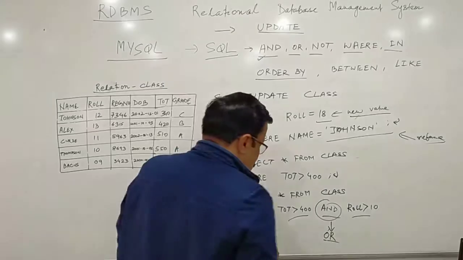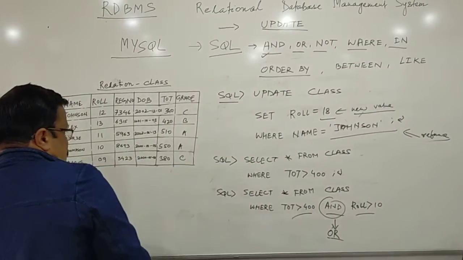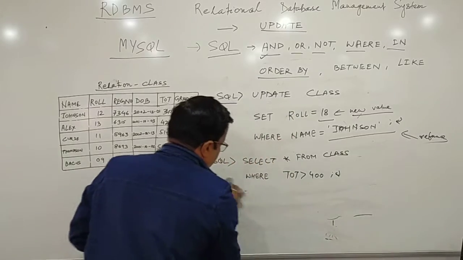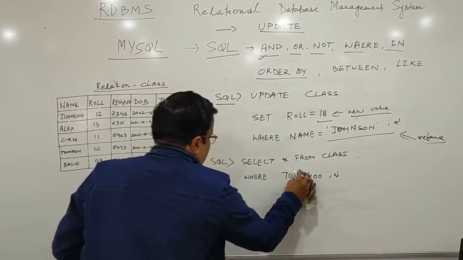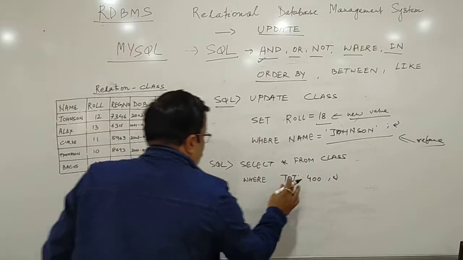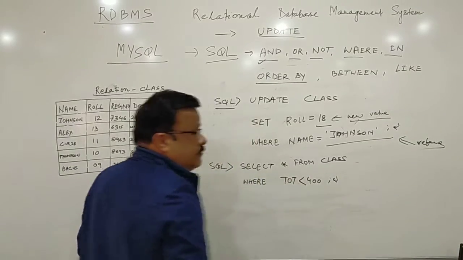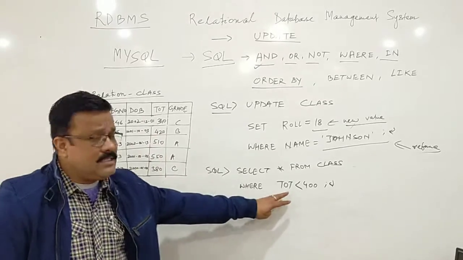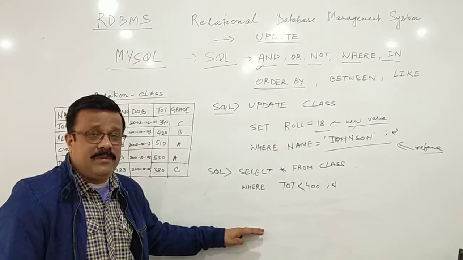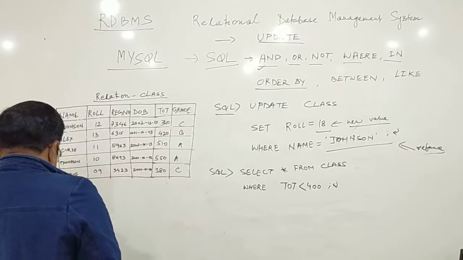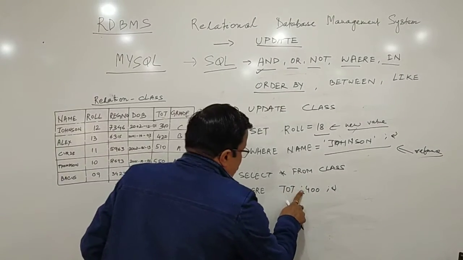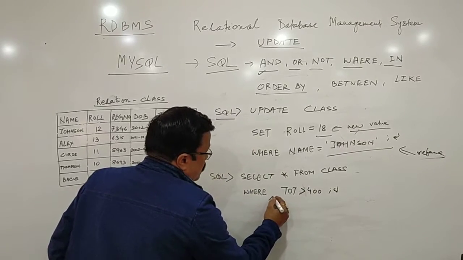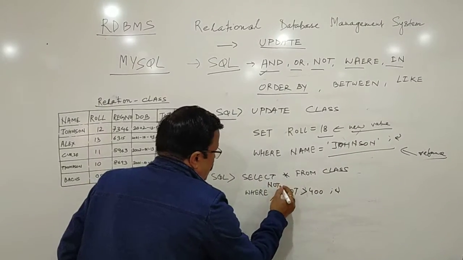Next is NOT. NOT is just the reverse. If I write here where total is less than 400, this way we can check the student whose total is less than 400, that record will be displayed. But if it is greater than 400 and if I write here NOT, same thing will happen.